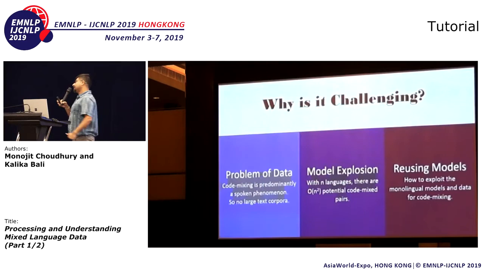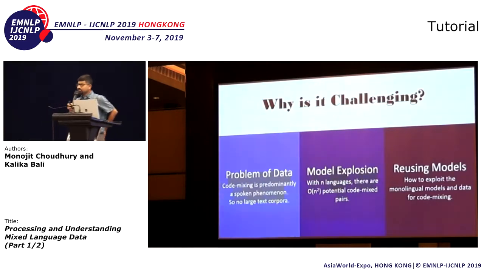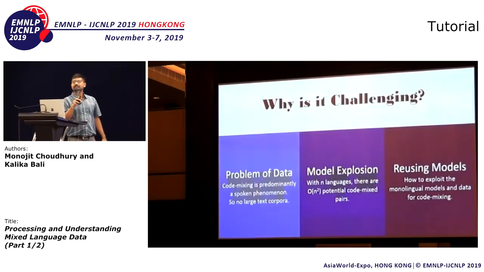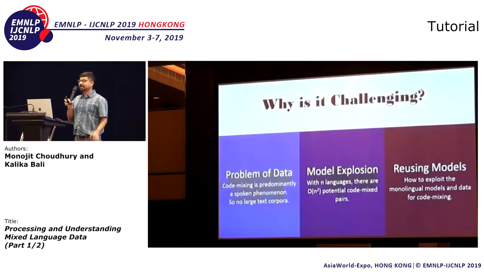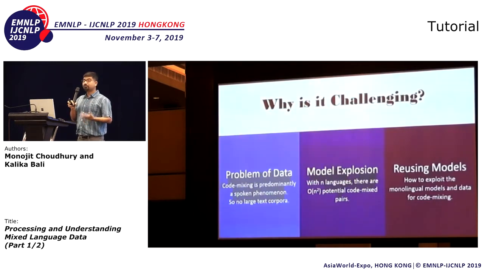The second problem is that of model explosion. So if you have n languages, you want to build n models for them. Now, if you are talking of code mixing and want to build a model for every pair of languages that are code mixed, then you have order n square pairs, right? But code mixing can be three-way also, four-way also. In fact, three-way code mixing on Twitter is not that uncommon. We found around 0.1% of the tweets have more than 2 languages. So if that is the case, then you have order n cube combinations.